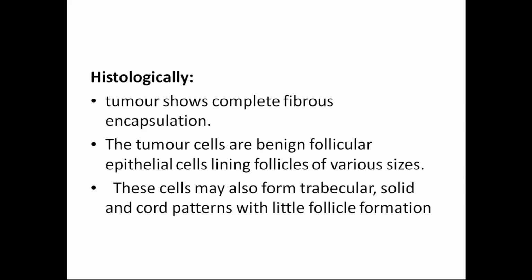So histologically, these three features we need to remember. The tumor cells show complete fibrous encapsulation, and the tumor cells are benign follicular epithelial cells. These are not malignant cells, so that we can differentiate it from the carcinoma of thyroid. So these follicular epithelial cells, almost every follicular epithelial cell looks like a benign cell, and the cells may also form trabecular, solid, and cord patterns with little follicle formation.